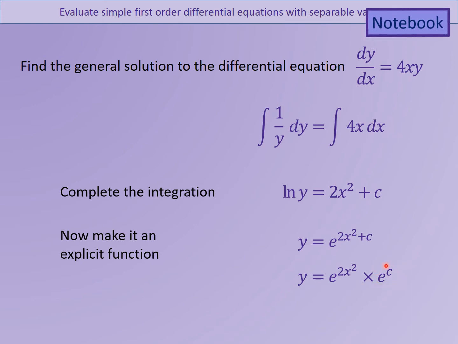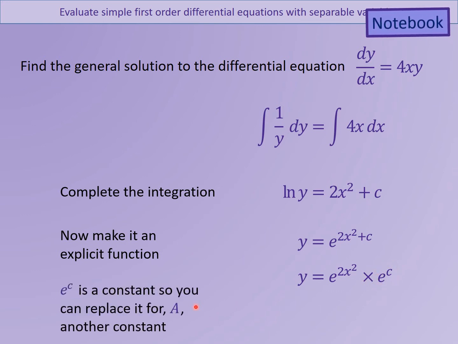Well, I know, because I can manipulate constants, I can play with constants, that e to the c is just going to be a constant. Because c is a constant, e to the power c is just a constant. Now I can't just change that to c again, because it needs a new letter, because e to the c is going to be different to c. But what I can do is change that for a different constant value. In this case, it's very standard to use the letter capital A. So we end up with y equals capital A, that's e to the c, e to the 2x squared.